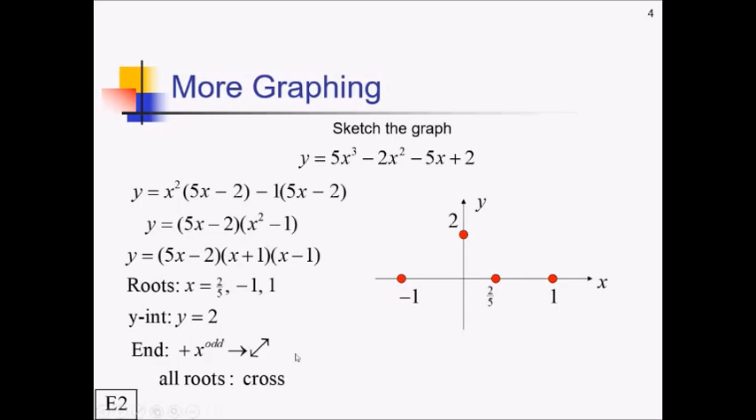So putting it together, we start below the x-axis, we cross through negative 1, go through the y-intercept, cross through 2/5, come back and cross through 1, and we end above the x-axis where our end behavior said we should.